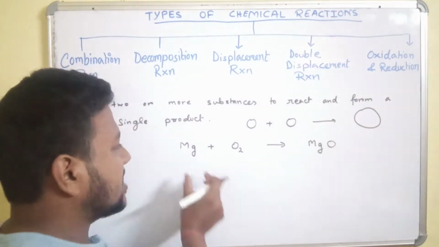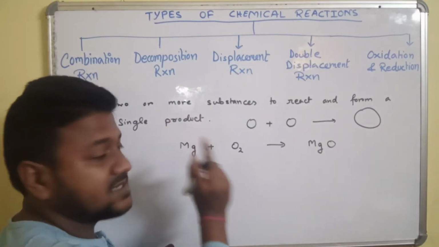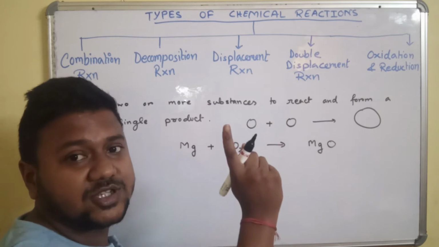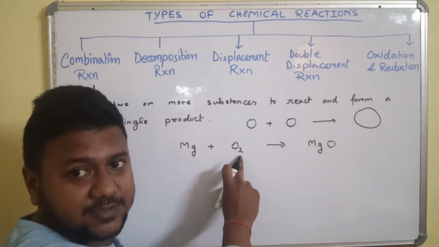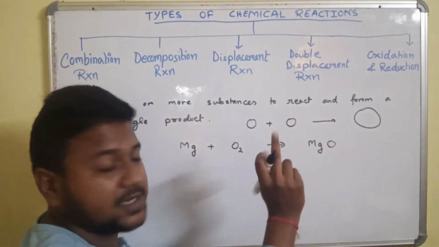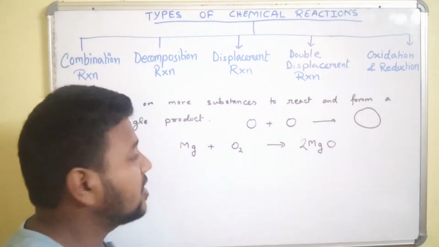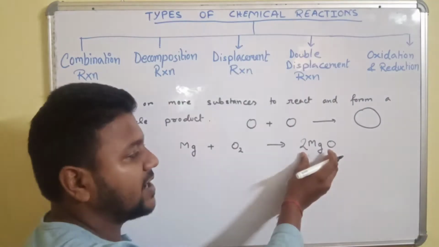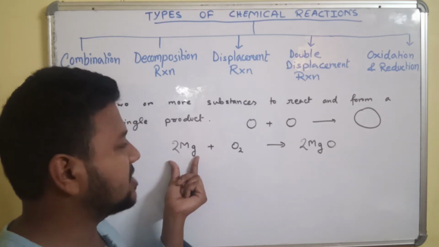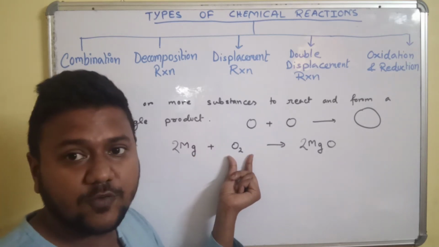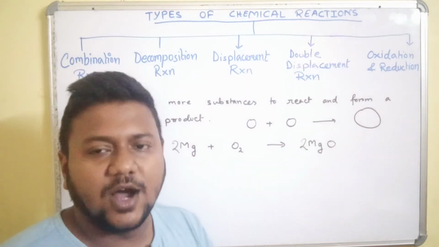Now here you can see in the reactant, magnesium is a single atom, and in the product we have magnesium as a single atom. Over here we have oxygen as two atoms, and here we have oxygen as one atom. So what we do in the product, we just write 2 in the beginning of MgO, and in that circumstance we find magnesium also to become 2. Hence we get 2 magnesium atoms reacting with one molecule of oxygen to give magnesium oxide. Clear? Okay.